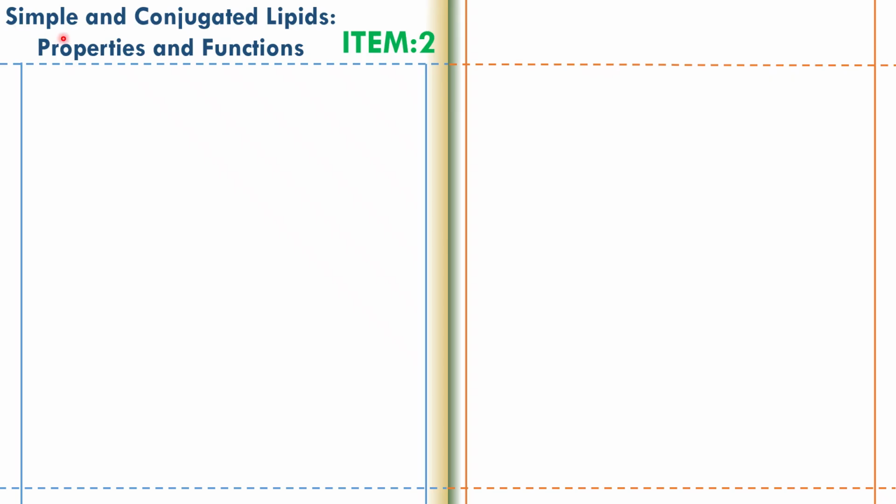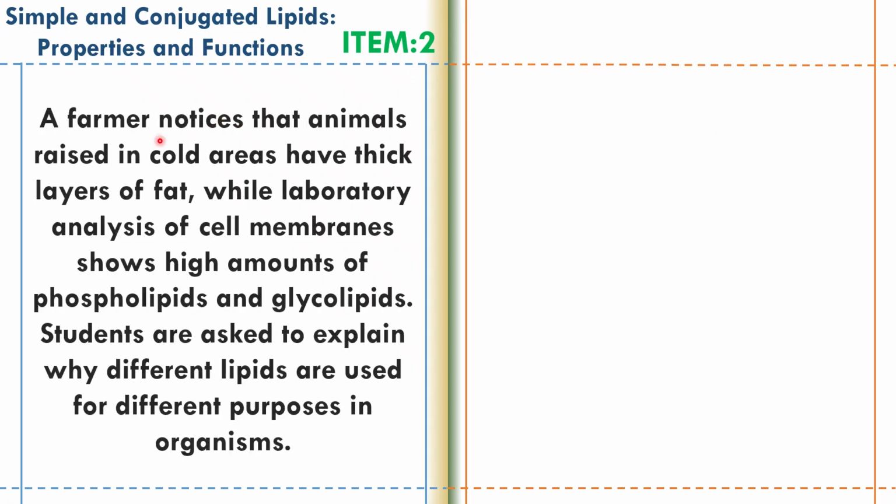Now let us look at simple and conjugated lipids. We shall look at the properties and the functions. Item 2. A farmer notes that animals raised in cold areas have thick layers of fat, while laboratory analysis of cell membranes shows a high amount of phospholipids and glycolipids. Students are asked to explain why different lipids are used for different purposes in organisms.